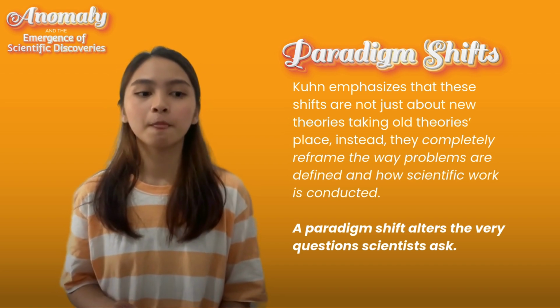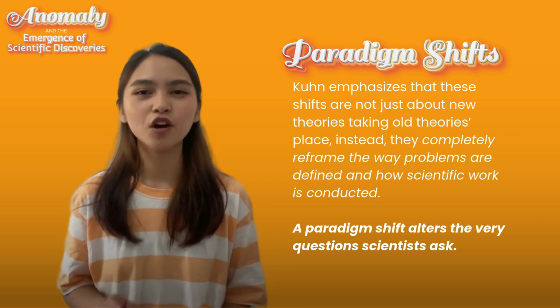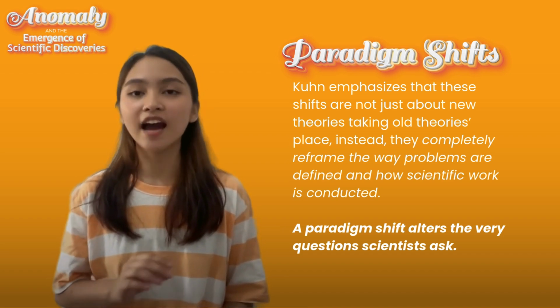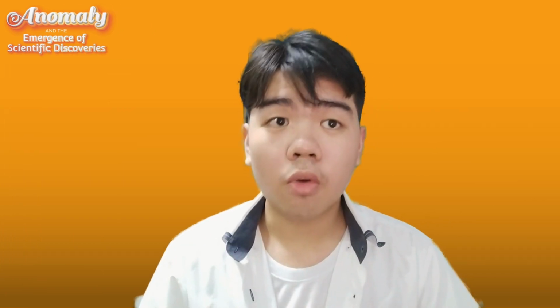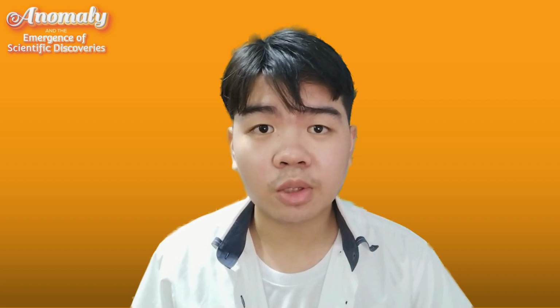For example, after Copernicus proposed the heliocentric model, astronomy wasn't just about adjusting planetary orbits. The entire method and understanding of celestial mechanics changed. Now, these anomalies become important because of their ability to change the status quo.